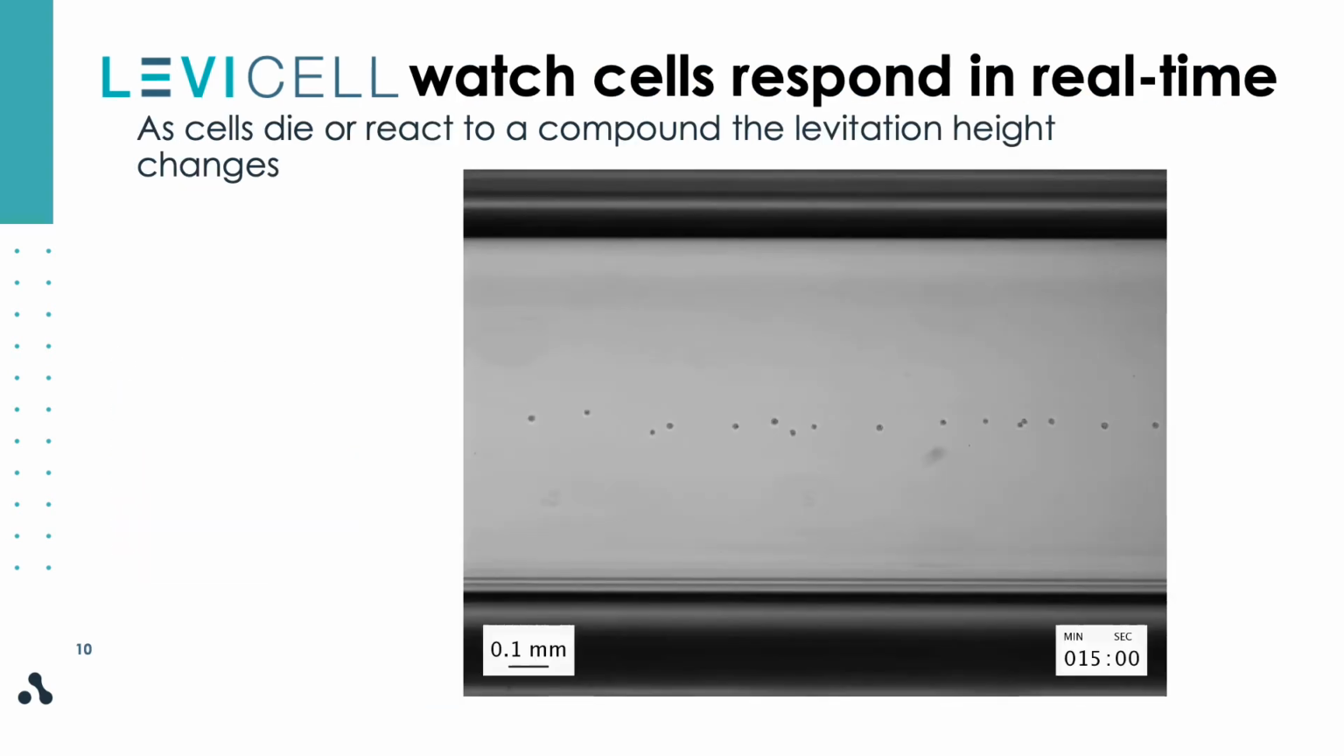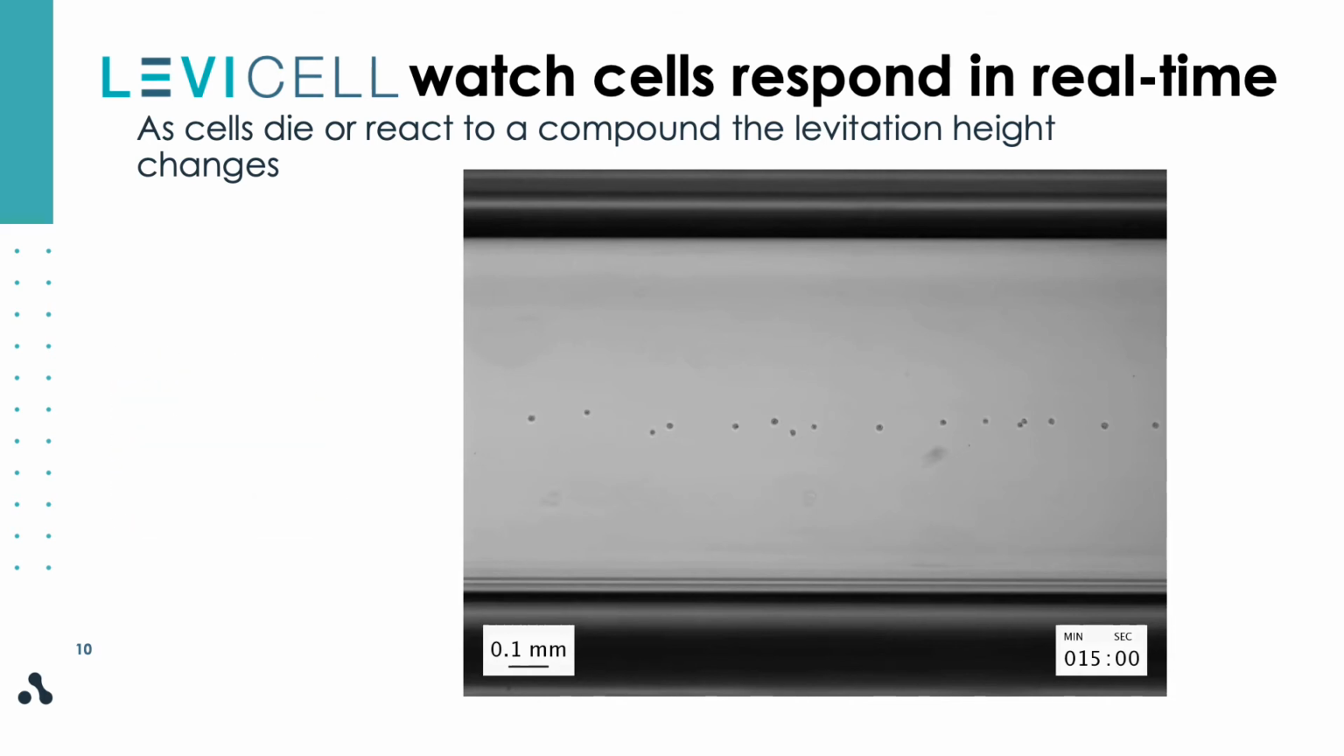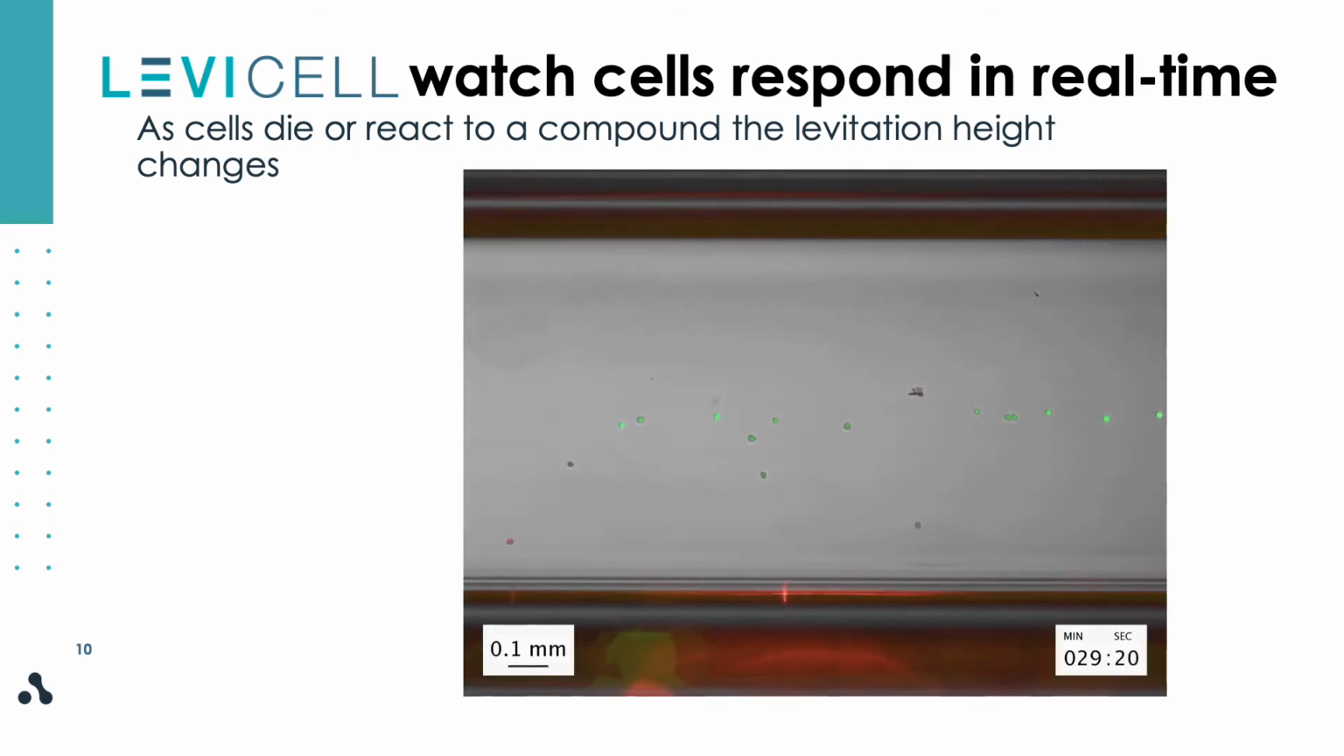Now, to show you the power of levitation, and to show you that live cells levitate and dead cells sink, we have created a video in which a breast cancer cell line is being slowly poisoned. As you can see, the video starts at 15 minutes. It is slightly accelerated. Over the course of the movie, you will see cells that start out as live, levitating in the middle of the channel, slowly start to drop. As we go through the time course, you can literally see cells go from live to dead as they literally drop dead, no pun intended.